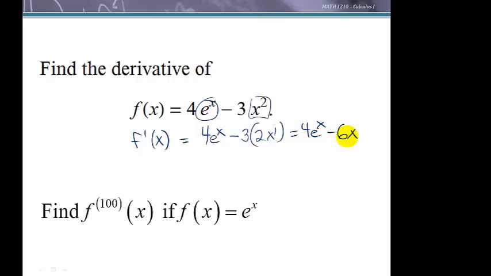Well, what if we wanted, now remember when we put this in parentheses, we know that means the derivative, so we want the 100th derivative of f of x equals e to the x. So our order of derivative is 100. If we took the first derivative, it would be e to the x. If we took the second derivative, it would be the derivative of the derivative, so it would be the derivative of e to the x. So it would be e to the x, and so on. So we know that the 100th derivative of e to the x is also e to the x.